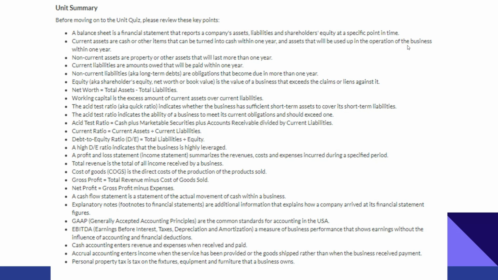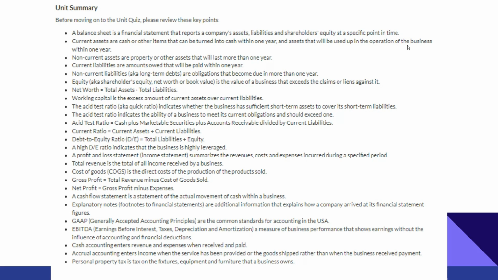A profit and loss statement, or income statement, summarizes the revenue, costs, and expenses incurred during a specified period. Total revenue is the total of all income received by a business. Cost of goods is the direct cost of the production of the product sold. Gross profit equals total revenue minus cost of goods sold. Net profit equals gross profit minus expenses.